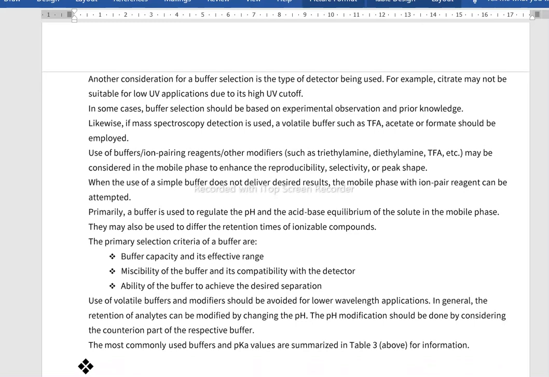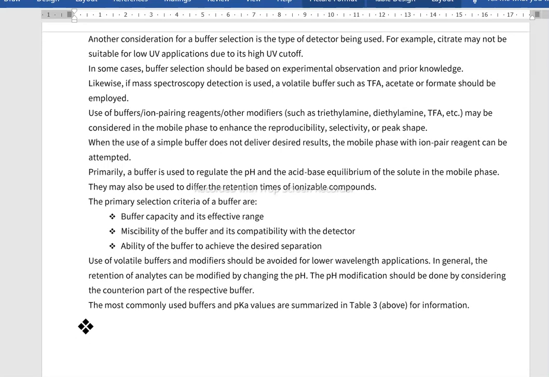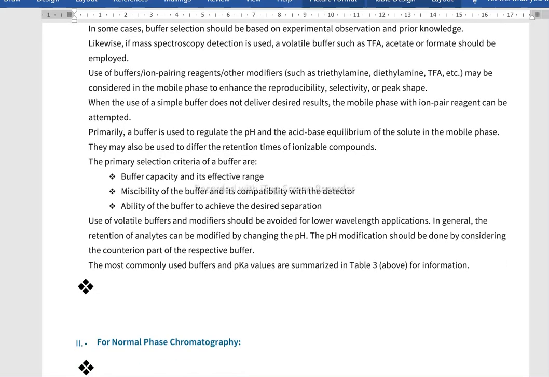The primary selection criteria of a buffer are, first, buffer capacity and its effective range; second, the miscibility of the buffer and its compatibility with the detector; and third, availability of the buffer to achieve the desired separation. Use of volatile buffer and modifier should be avoided for lower wavelength application.